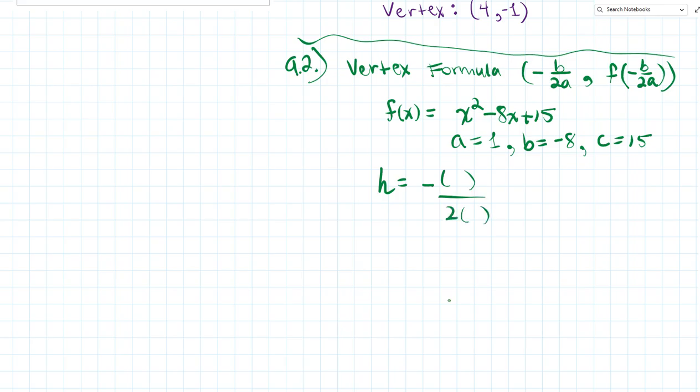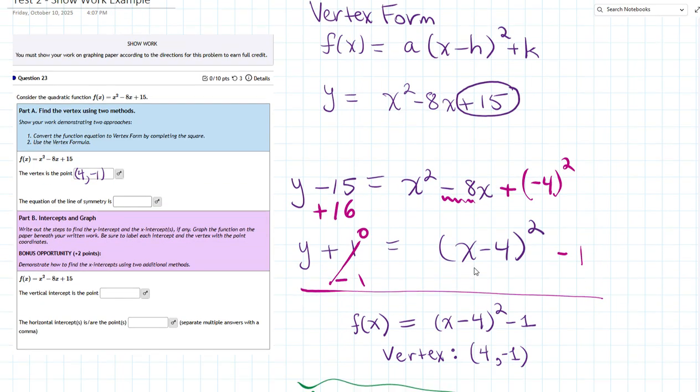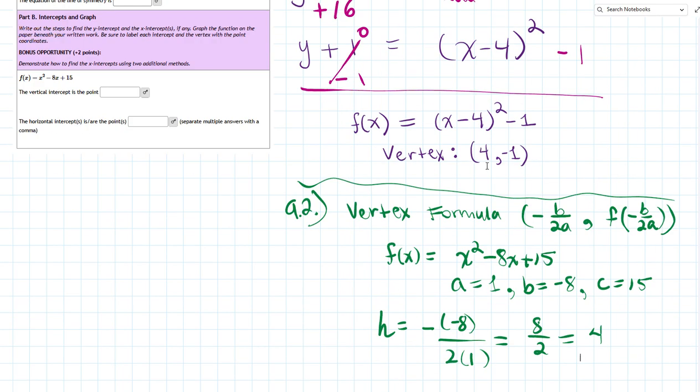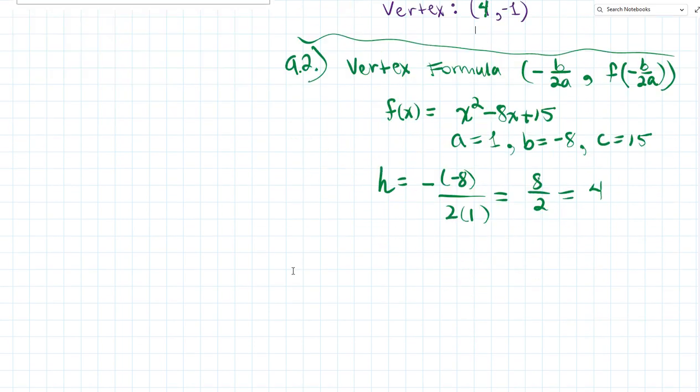I'm going to plug in negative 8 into the top and 1 into the bottom for a. Then I've got a double negative in the top so that I get positive 8 in the top, and 2 times 1 in the bottom is 2, and that simplifies to 4. So notice that I just got 4, and that's the same answer I got when I did it showing vertex form in part 1A, step 1.